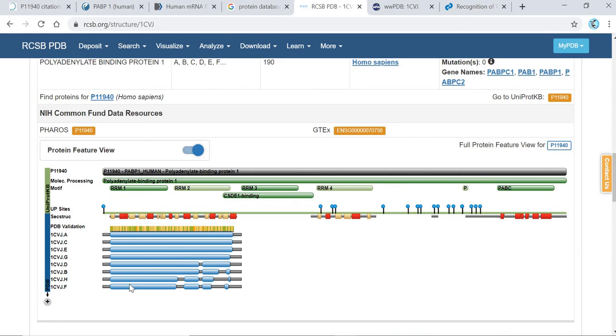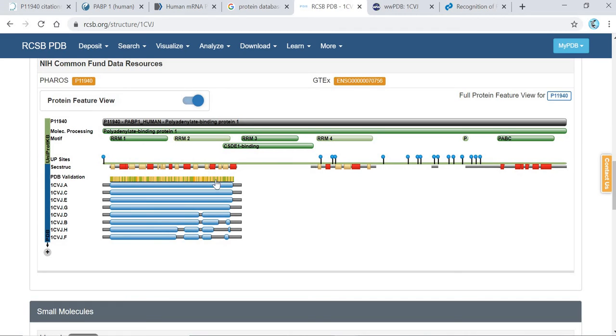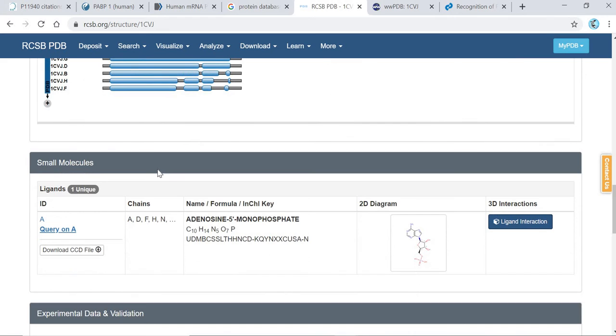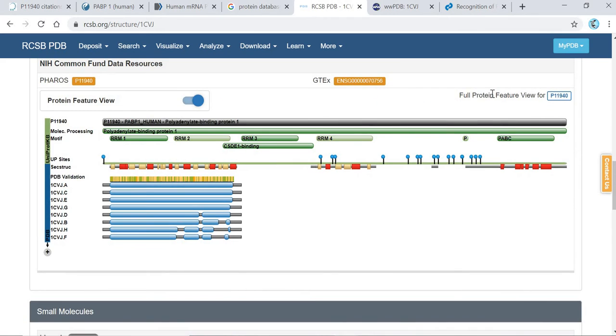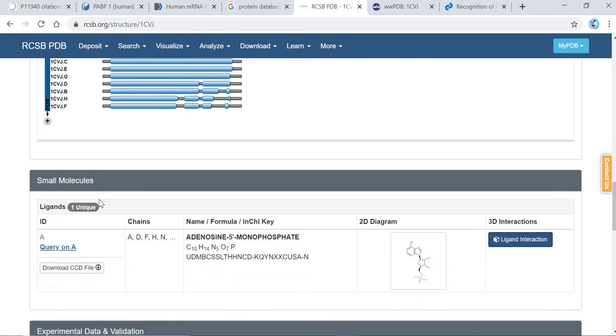So these are the structures that they're looking for, and it includes RRM1 and RRM2. So mainly they're focusing on this part. They don't have structure for RRM3 and 4 because these two domains are more studied than others. Also, they have some structures for PABC1, but not in this case.